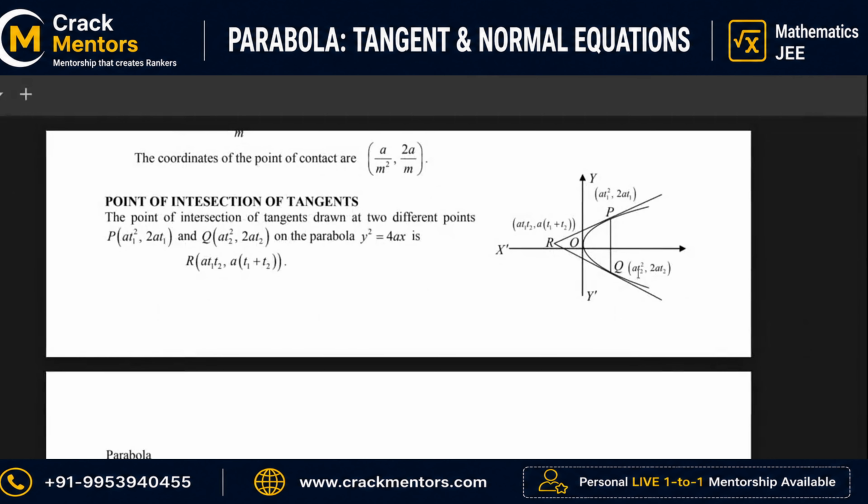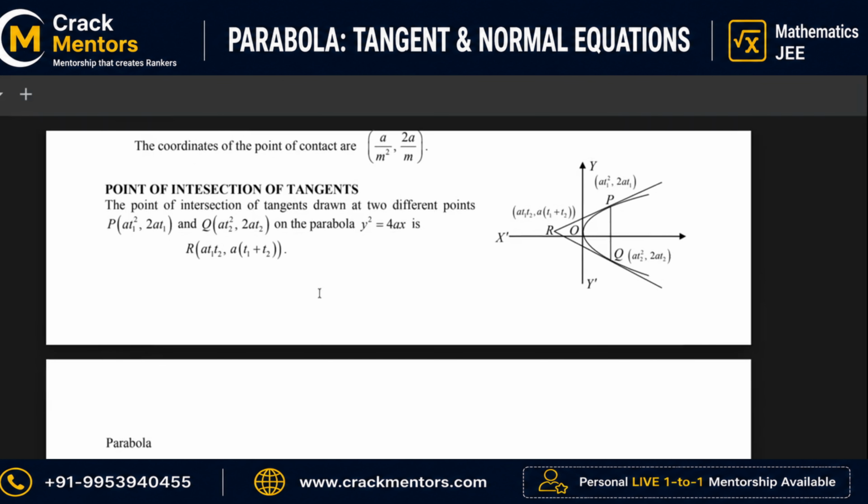How would you find this? You have been given this P point, Q point, you have the parabola y square equals 4x. You can write the equation using the parametric coordinates, then solve them, and you will get this. But you can remember this. Also draw this diagram.